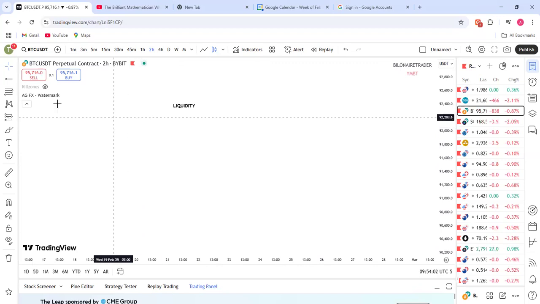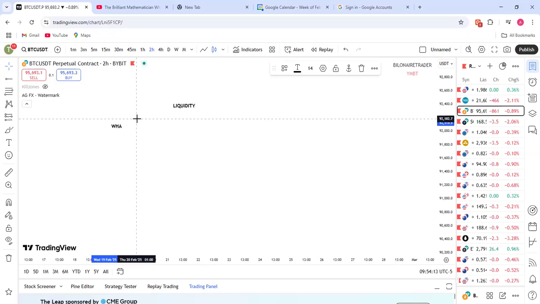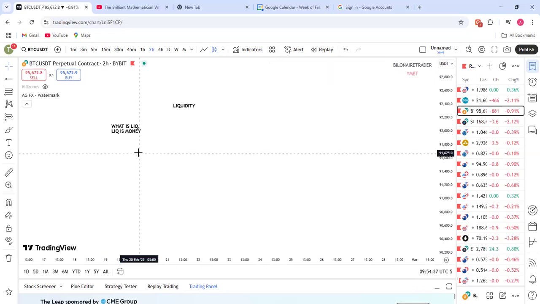So liquidity. What is liquidity? Liquidity simply means money. Liquidity is money. So what do we mean by liquidity is money?